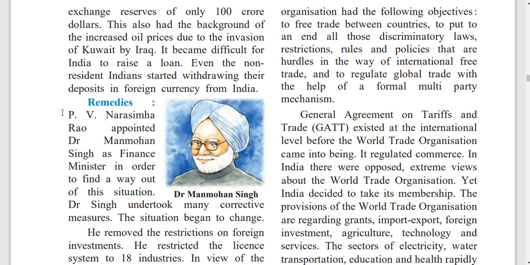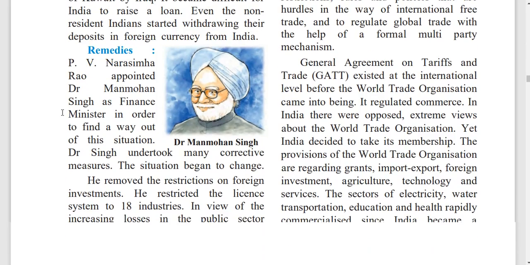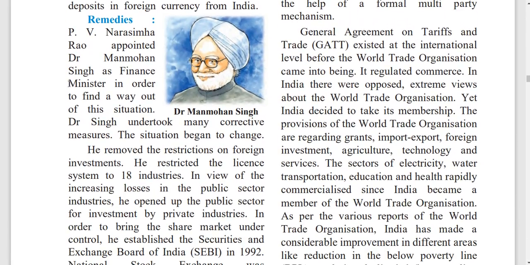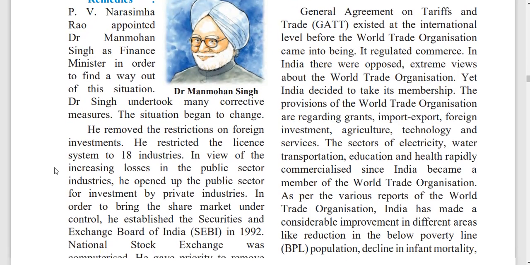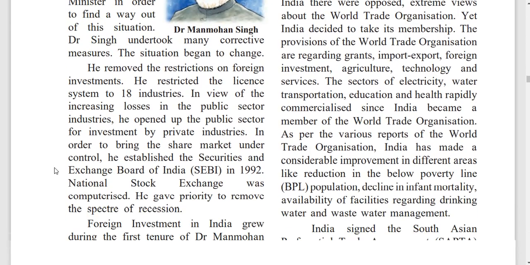Remedies. P.V. Narasimha Rao appointed Dr. Manmohan Singh as finance minister in order to find a way out of this situation. Dr. Singh undertook many corrective measures. The situation began to change. This is the photograph of Dr. Manmohan Singh. He removed the restrictions on foreign investments.